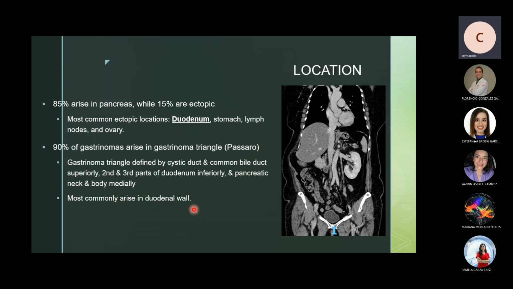85% arise in the pancreas, while 15% are ectopic. The most common ectopic localization is the duodenum, as in our case, then the stomach, lymph nodes, and ovary. 90% of gastrinomas arise in the gastrinoma triangle, or Passaro's triangle. The gastrinoma triangle is defined by the cystic duct and common bile duct superiorly, the second and third parts of the duodenum inferiorly, and the pancreatic neck and body medially. Most commonly they arise in the duodenal wall.